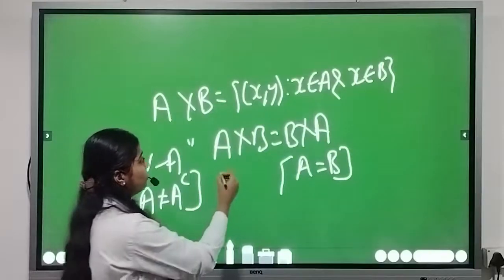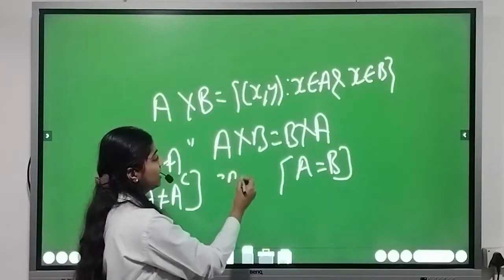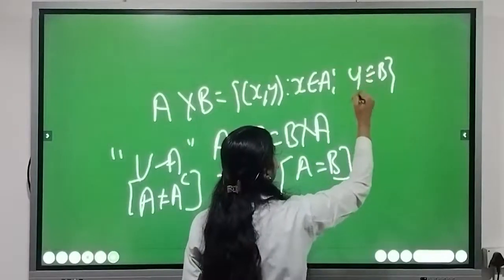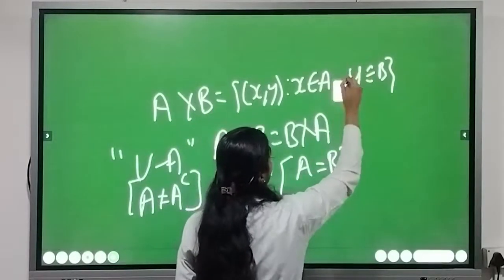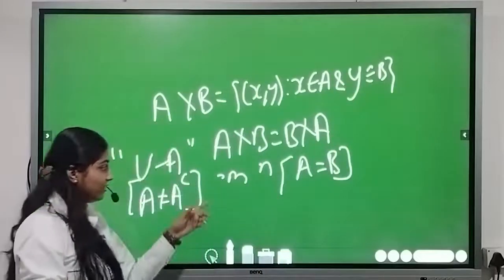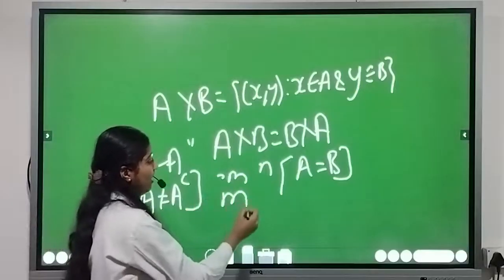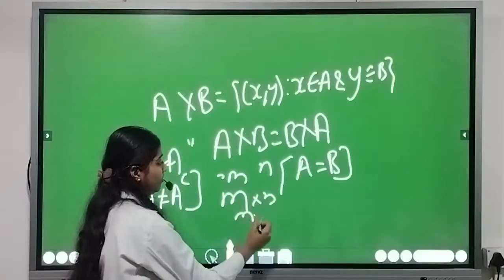And if there are M elements in A and N elements in B, then to find the number of elements in the Cartesian product, M into N is the formula. M into N, or M dot N, is the formula.